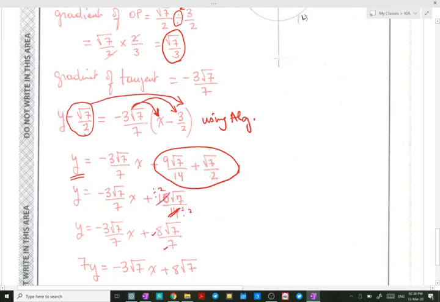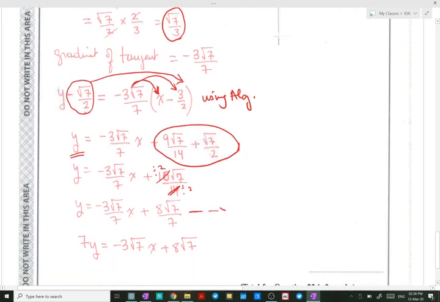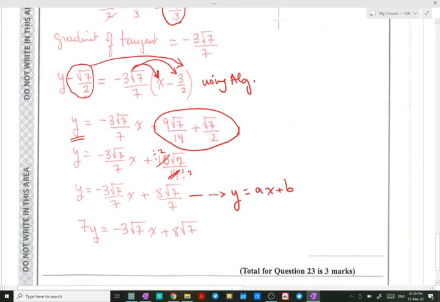By 2 is 7, by 2 is 8, and you will have y equals minus 3 square root 7 over 7 x plus 8 square root 7 over 7, and this would be the equation of the line whose general form is y equals ax plus b. Now, if you don't want to have a denominator, you multiply the coefficients of x and the constant all by 7, and then you would get 7y equals minus 3 square root 7 x plus 8 square root 7.